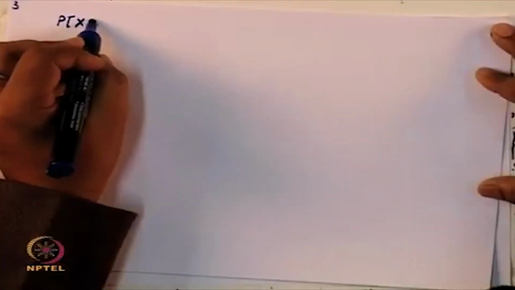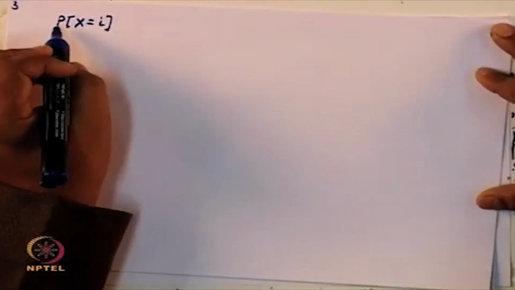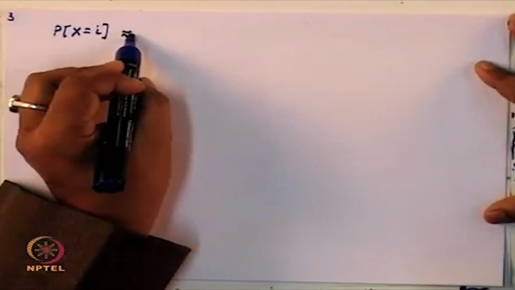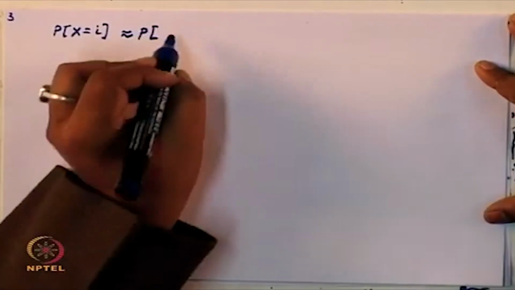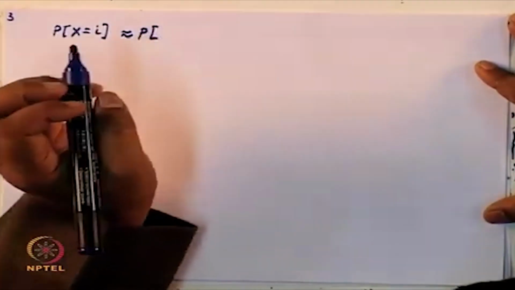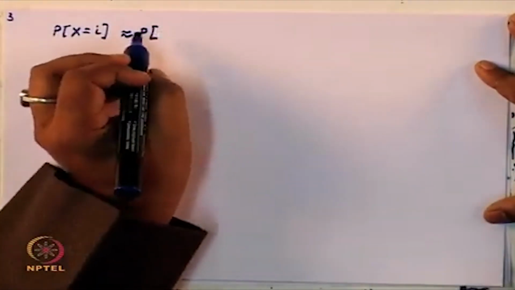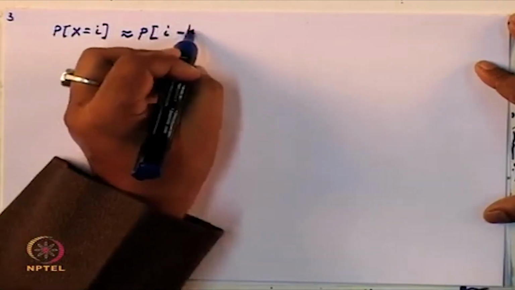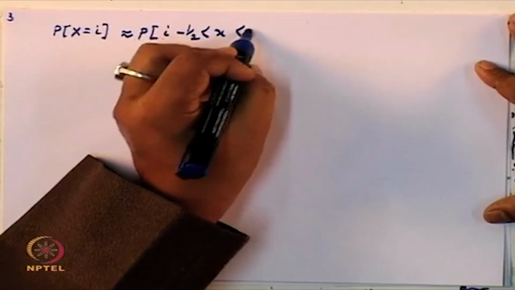So, if we are asked the question, what we want to know is, for a binomial random variable, probability of x equal to i. Because it is a discrete random variable, you can approximate this as the probability of i minus half less than x less than i plus half.